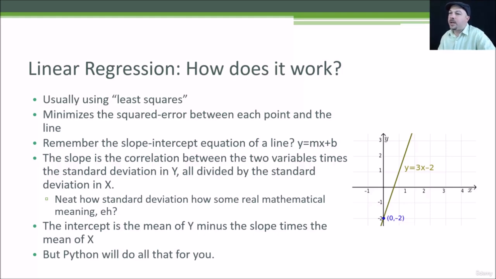The intercept can then be computed as the mean of y minus the slope times the mean of x. And again, even though that's really not that difficult, Python will do it all for you. But the point is that these aren't complicated things to run. They can actually be done pretty efficiently.